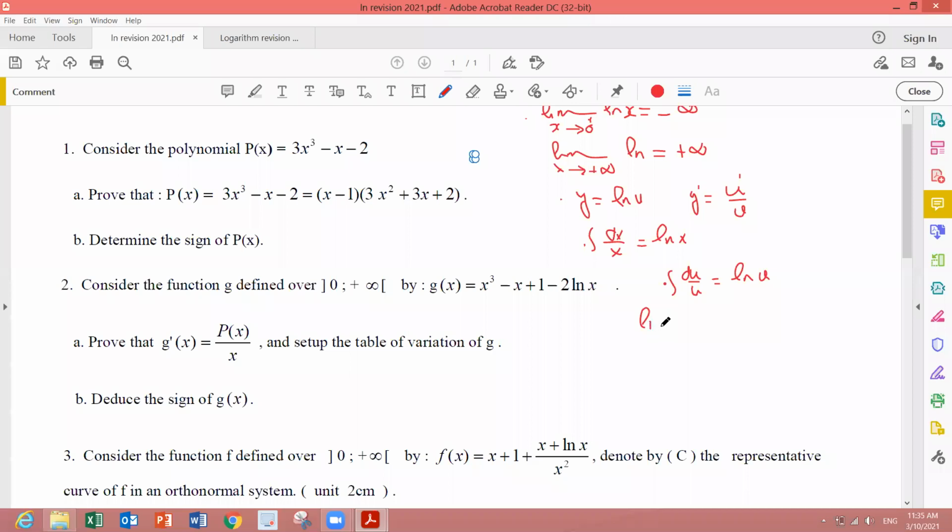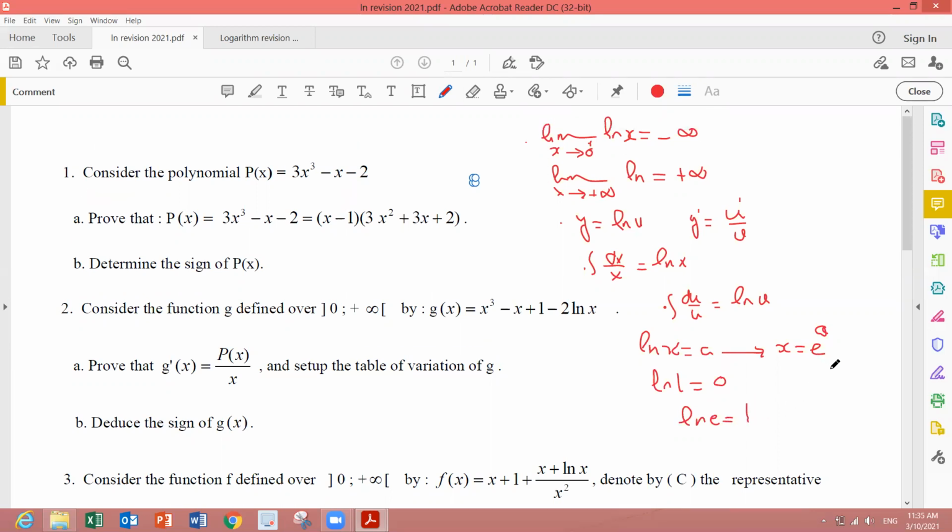If ln x equals a, then x equals e to the a; we remove ln, we add e. ln 1 is 0, and ln e equals 1. These are the most important notes that you must remember from logarithm. Now we start solving this problem.